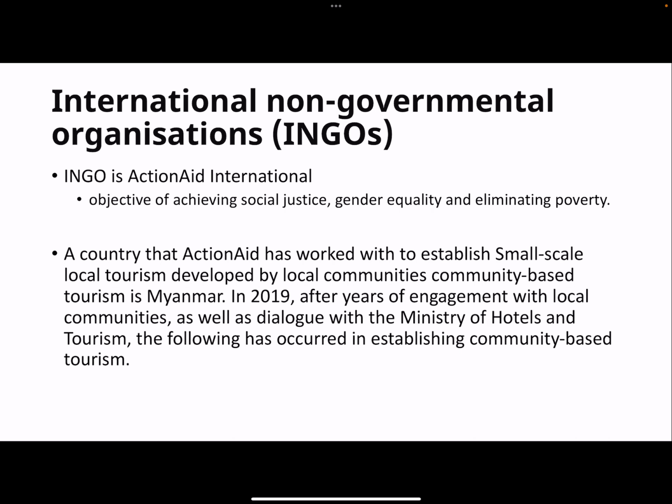INGO is another one. Non-international is, but INGO is non-governmental. ActionAid comes in. ActionAid is a bit unique. They tend to target more the things that concern social justice, gender equality, and their aim is to eliminate poverty. And they do like to deal with small scale local community-based tourism. One of the case studies that you have in your textbook as well as the notes is the Myanmar case study, where they engage in dialogue and they help establish community-based tourism in Myanmar.